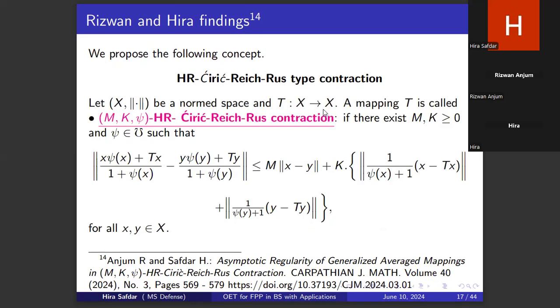In a normed space and a mapping T from X to X, a mapping T is said to be an MK psi HS Siri-Riesz contraction. This paper is published in Carpathian.